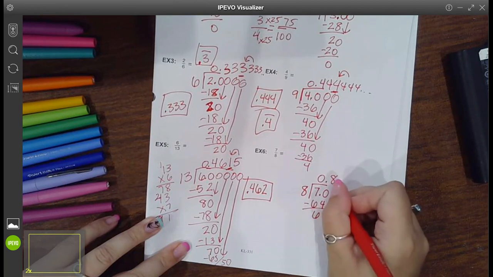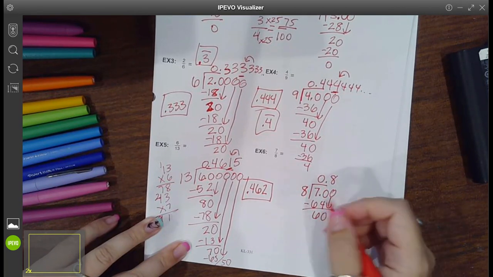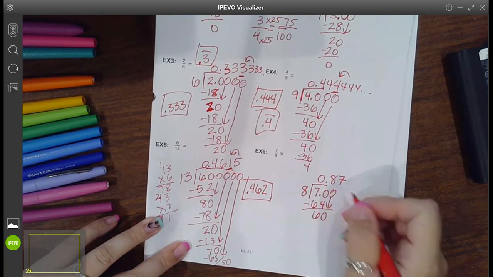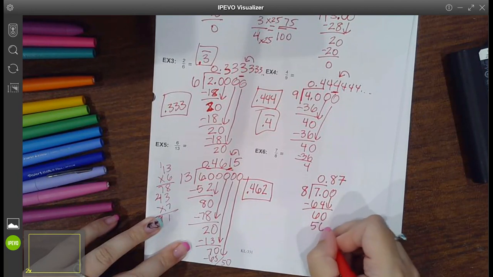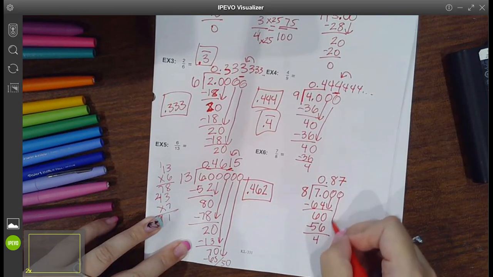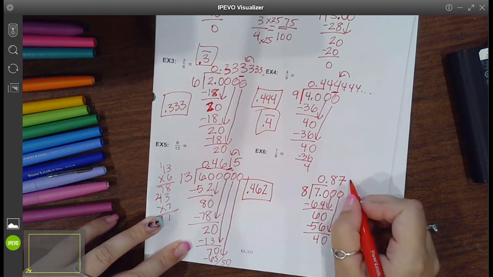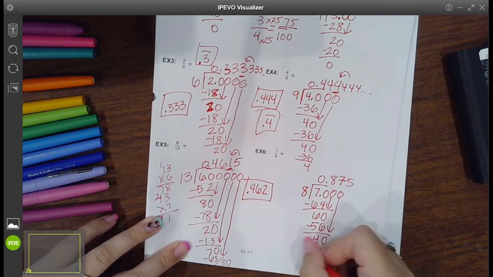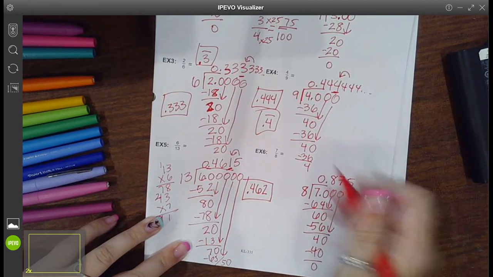Subtract that, I get 6. Bring down a 0. 8 goes into 60 7 times, because that's 56. When you subtract that, you get 4. Bring down a 0, and 8 goes into 40 5 times. All right, so it went in perfectly, beautifully, 0.875.